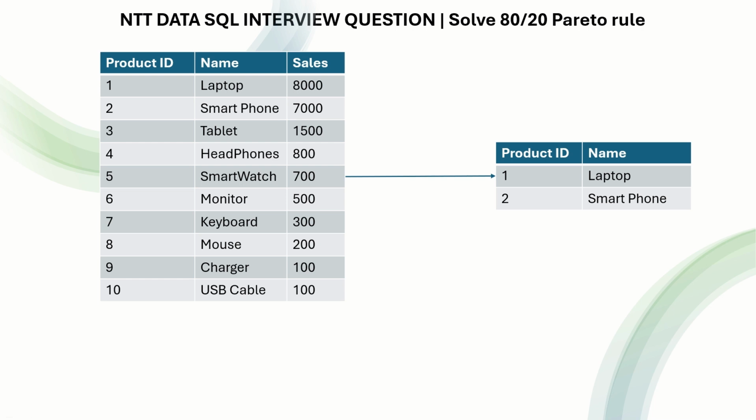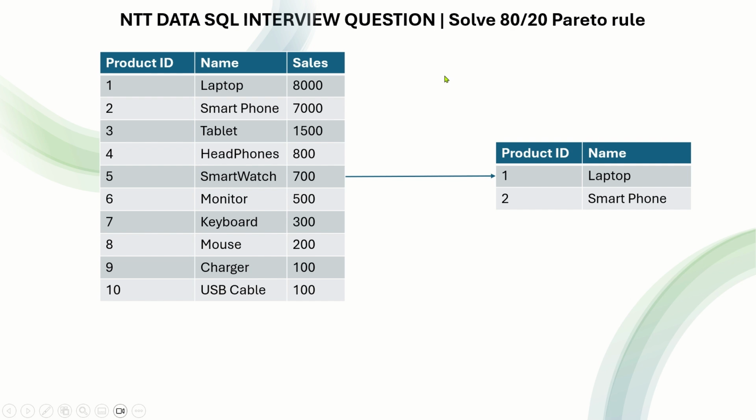Today we are going to see another interesting SQL question. The question is to solve the 80 to 20 Pareto rule. The Pareto rule means 80% of the sales is generated by 20% of the products. In the products table you have three columns: product ID, name and sales. Out of all the sales of all the products, we need to find the products which contribute to 80% of the total sales of the company. As per this data, laptop and smartphone contribute to 80% of the total sales. That is the question, and we need to solve this using SQL.